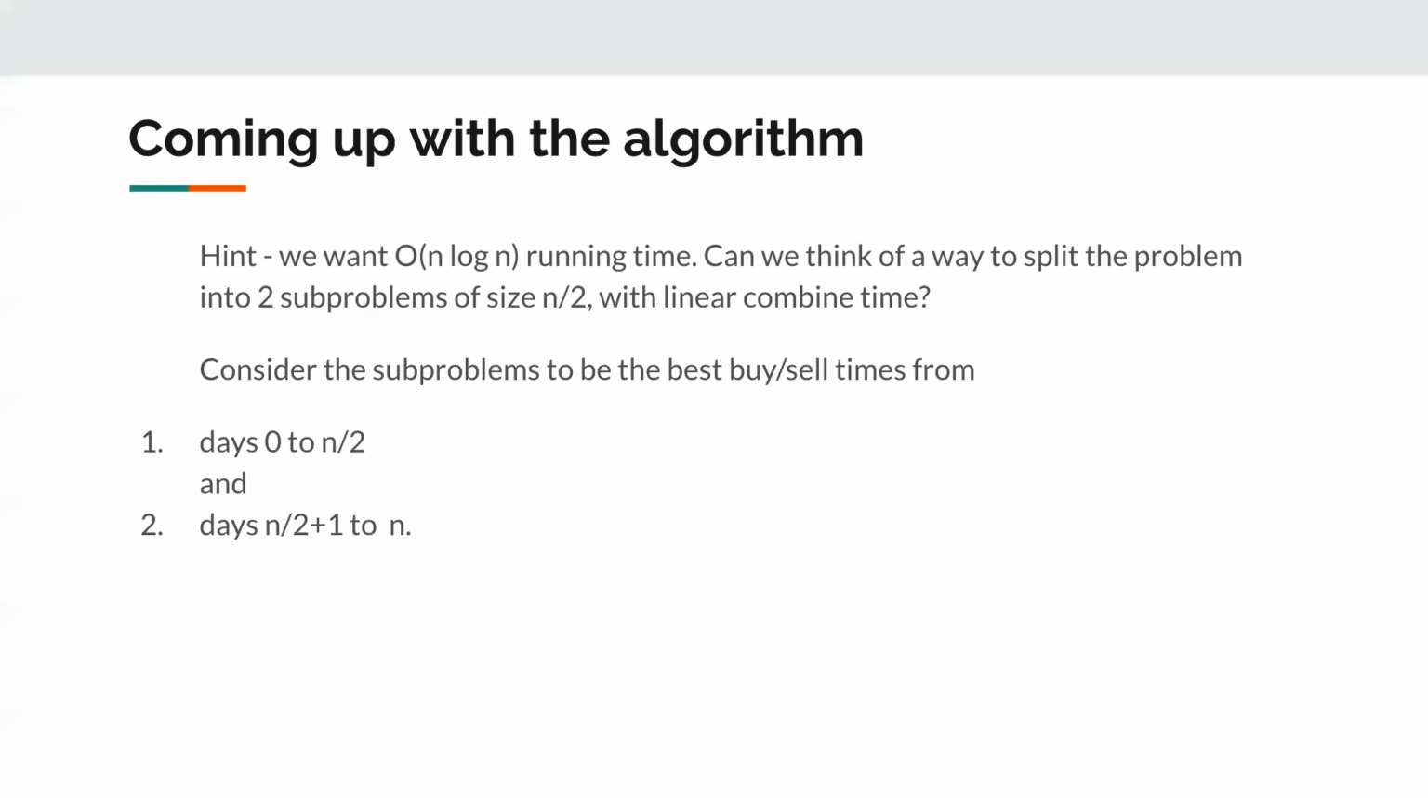Now when we're trying to come up with the recurrence, the best thing is to assume that you have the answers for both of these subproblems. How would you be able to combine this to get an answer for your final n-length array?